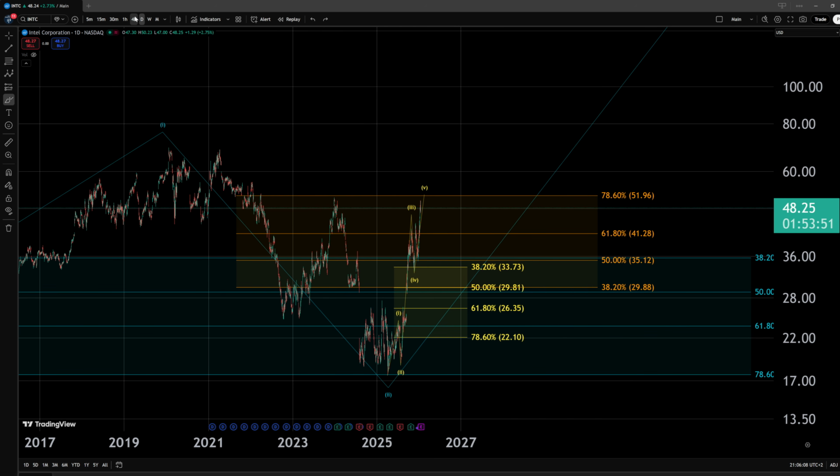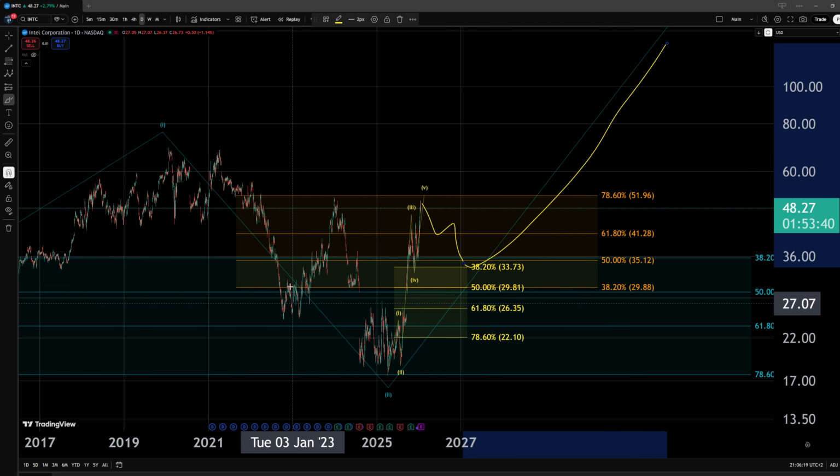Now, would that be a crash and burn? No. We could very easily only form a correction in a 3-wave pattern, let's say into the 38.2% retracement, before continuing in a very, very strong uptrend.